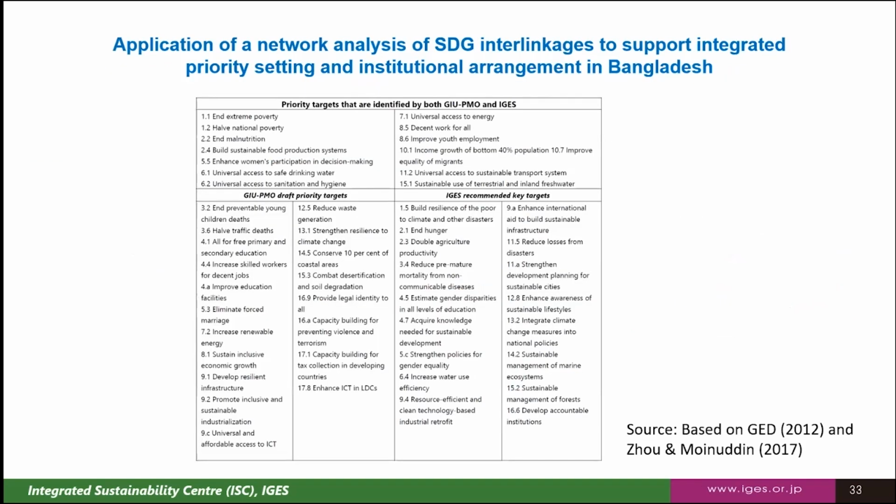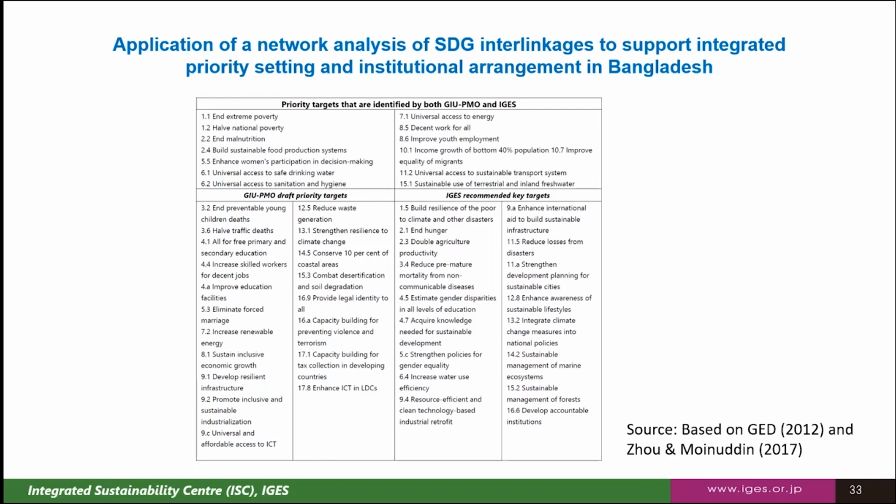A third example of practical application of the tool is to support integrated priority setting and institutional arrangements in Bangladesh. In 2018, the Prime Minister's Office of Bangladesh, which is in charge of SDG planning and coordination, consulted us for using the tool to support SDG integrated priority setting. We used the SDG interlinkages model for Bangladesh and a network centrality analysis to recommend priority targets for their consideration.